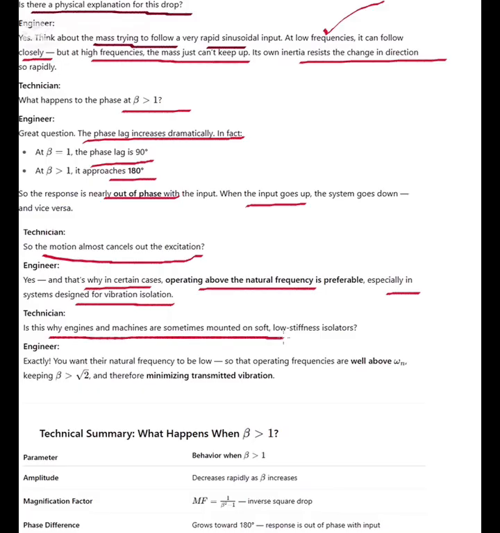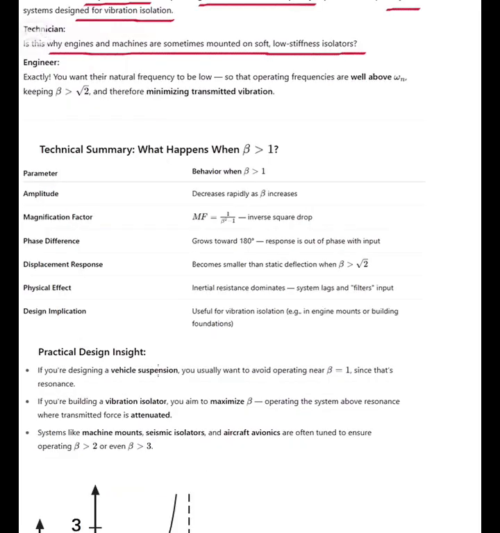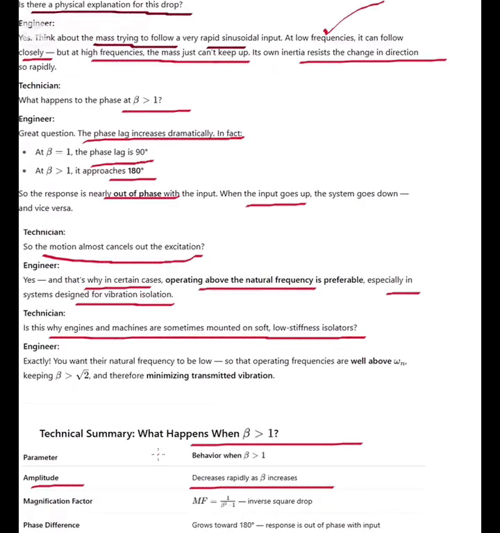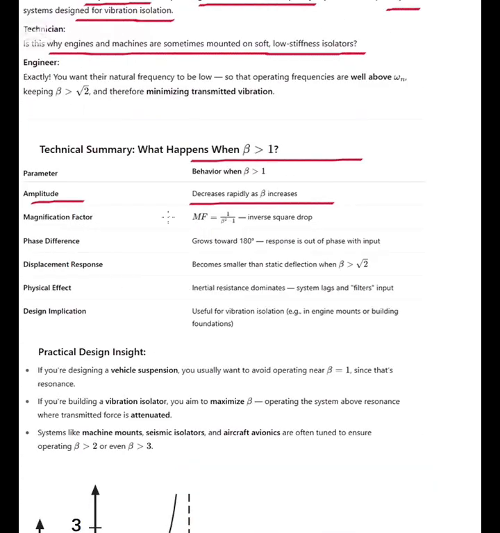Is this why engines and machines are sometimes mounted on soft, low stiffness isolators? That could be. So here is the technical summary: what happens if the beta ratio is greater than 1? Amplitude decreases rapidly as beta increases. We have seen that if beta is 2, 33%, and if beta is 3, only 0.125. The magnification factor becomes 1 divided by beta squared minus 1, the inverse square drop. Phase difference is almost 180 degrees. Response is out of phase with input.